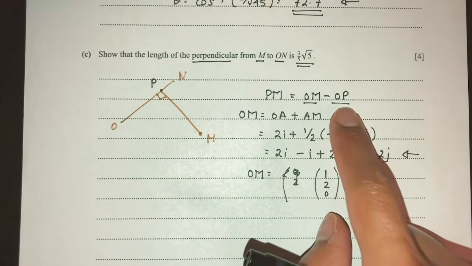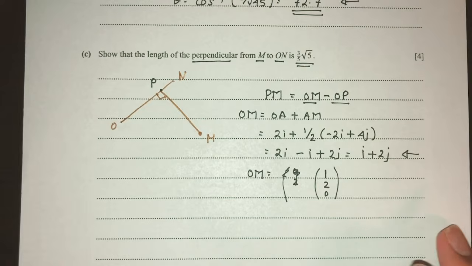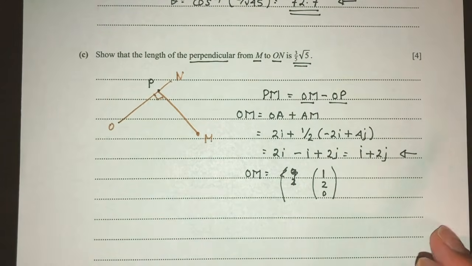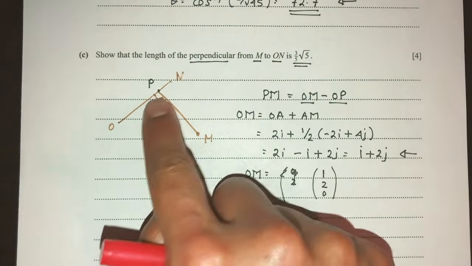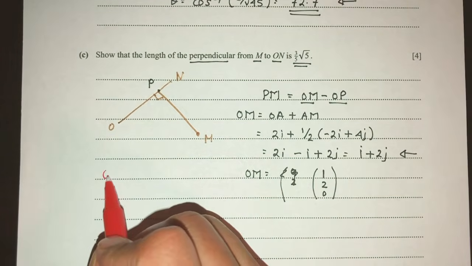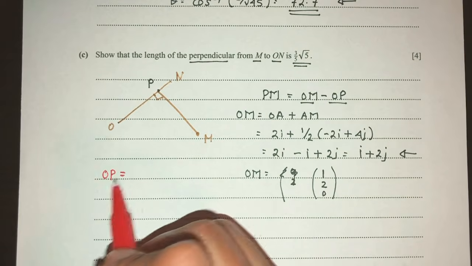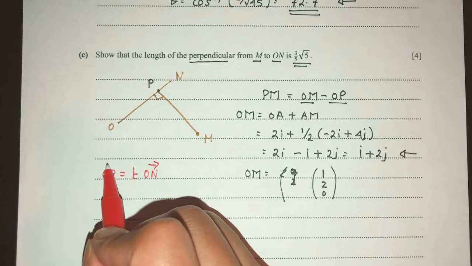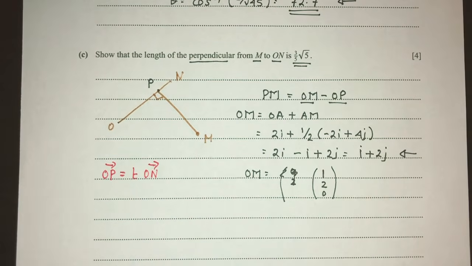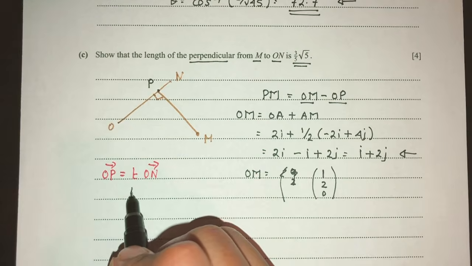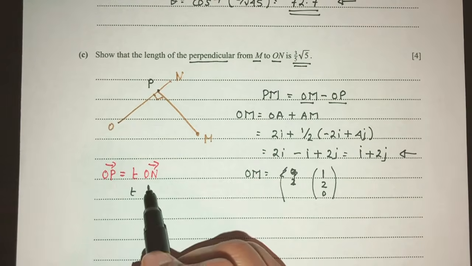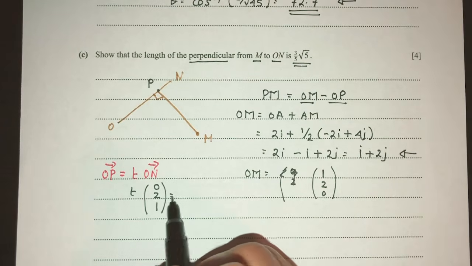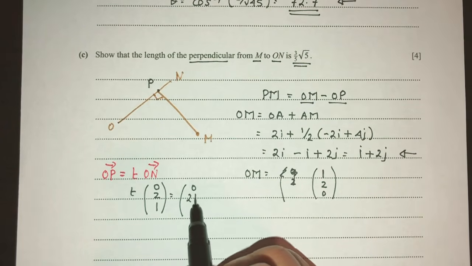Now, how can you find OP? We have to form an equation, because as you can see, OP lies on ON. So that means these three points are collinear. So we can write down OP is equal to, let's say, t times ON. This is an equation we can form because P lies on ON. Here t is a factor, and ON is given to us as 0, 2, 1. That will be 0, 2t, t.